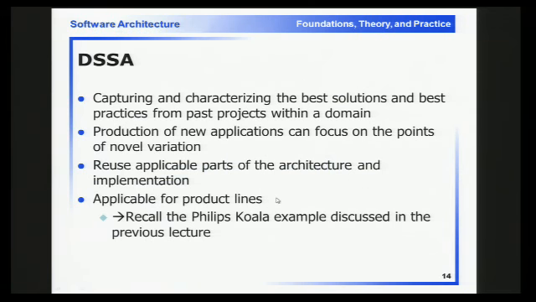By reusing the applicable parts of the architecture and implementation, we actually propose a product family. We are developing a product family which can carry over our prior domain-specific software development experiences. So when we talk about DSSA, most likely we're talking about product line architecture and product families. We already discussed the Philips Koala example, which governs the current small electronic system development.